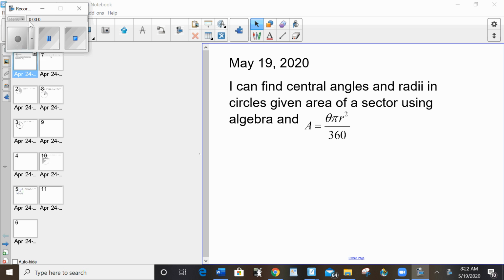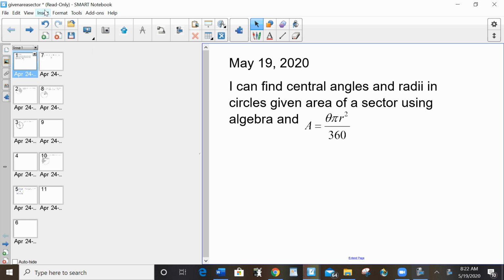Good morning. It is Tuesday, May 19th, and today we can find central angles and radii of circles given the area of a sector using algebra and A equals theta pi r squared over 360. So, a very important formula we talked about yesterday.